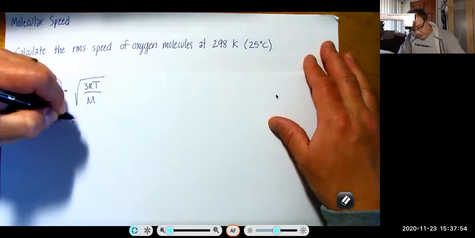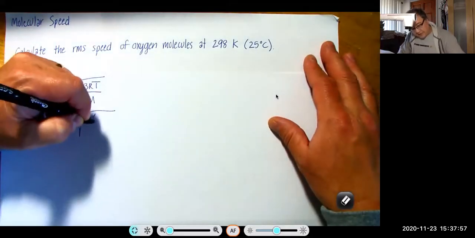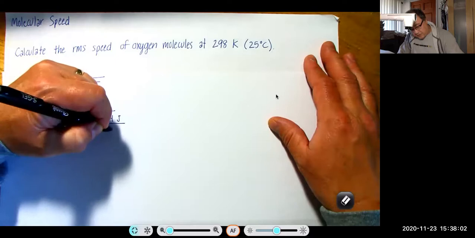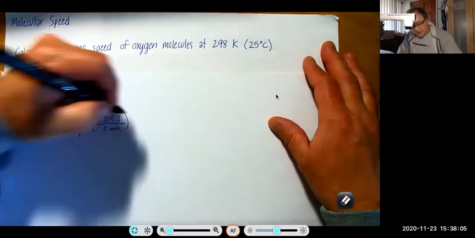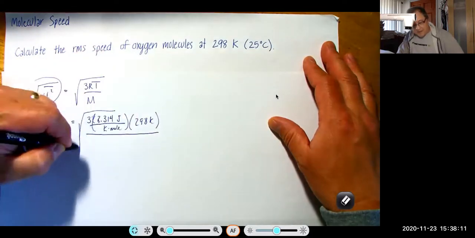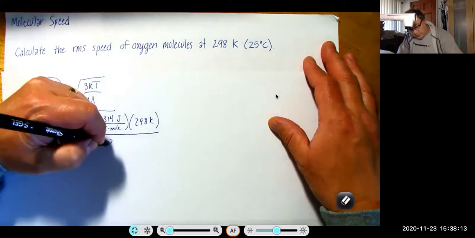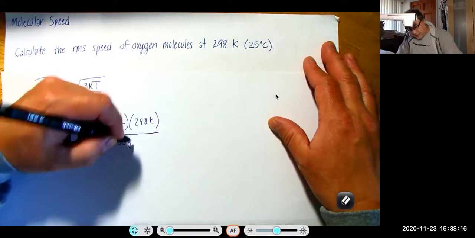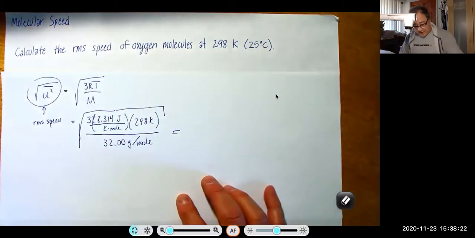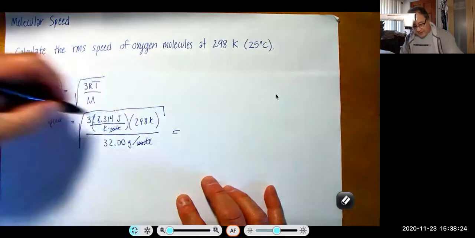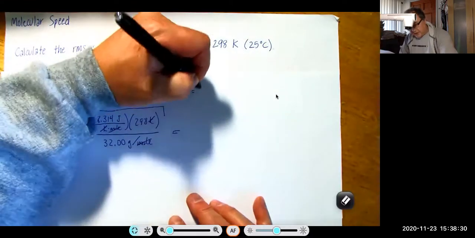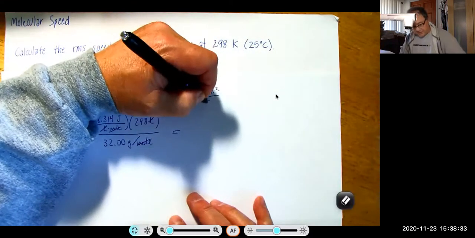So we're going to use 3 times 8.314 joules per K mole. And the temperature is going to be 298 K. And on the bottom, we have the molar mass of oxygen, which is 32.00 grams per mole. Okay, so let's see if everything cancels out. So mole cancels out, K cancels out, and joules, remember a joule is equal to a kilogram meter squared per second squared.